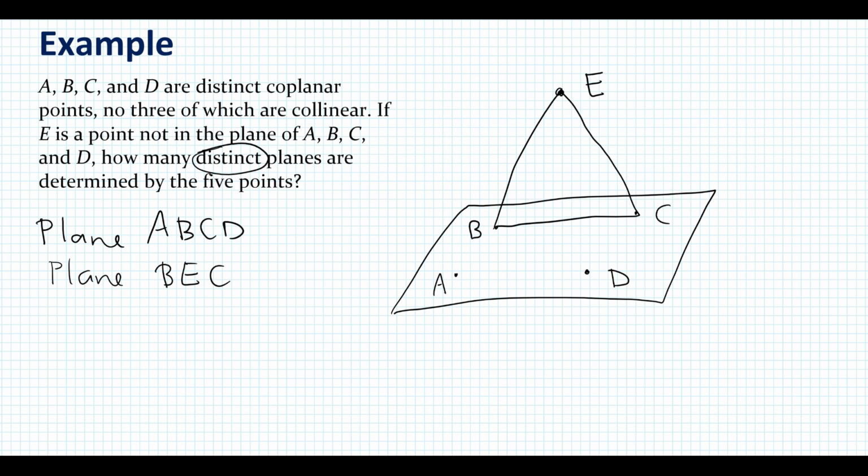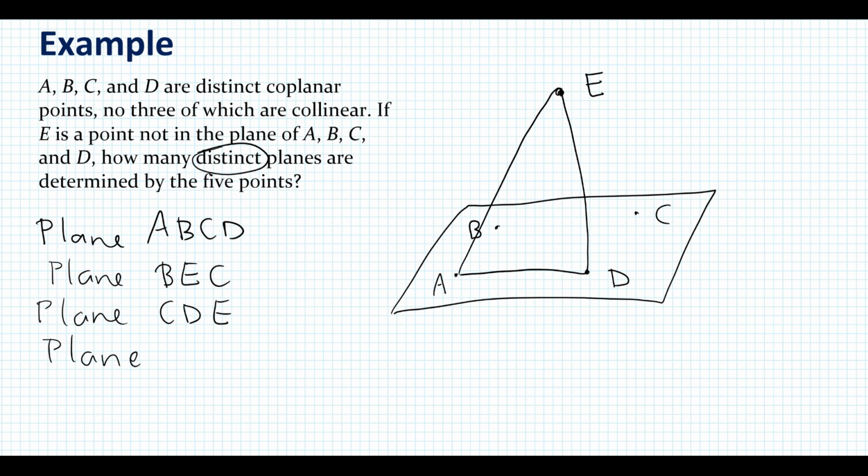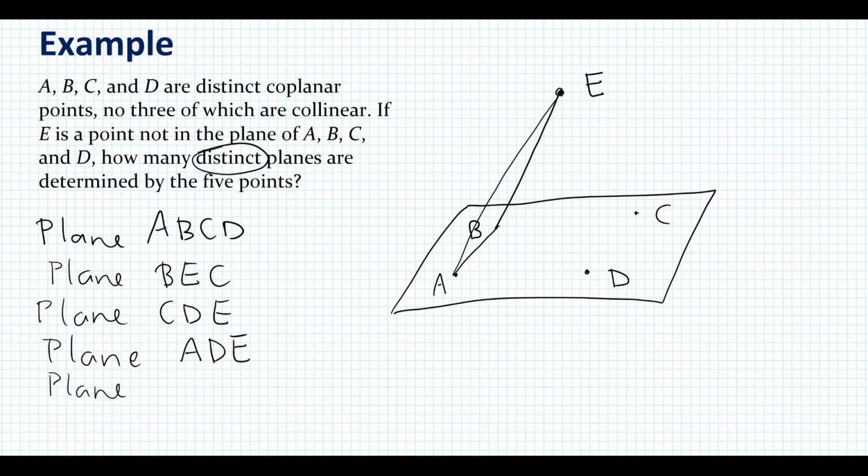Okay, so let me erase that. Another plane that can be determined is plane CDE. So let me write this in, okay? Then there's another plane determined by A, D, and E. Okay. Then there's another plane determined by A, B, and E. Are there any other planes that can be determined? Well, the answer is yes.